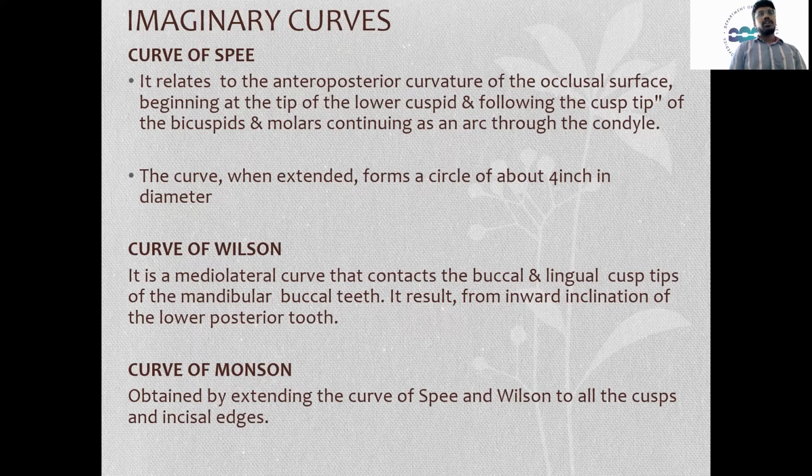The third curve is the curve of Monson. It is usually a combination of both the curve of Spee and the curve of Wilson. It is obtained by extending the curve of Spee and the curve of Wilson to all the cusps and incisal edges. So finally, we get the curve of Monson.